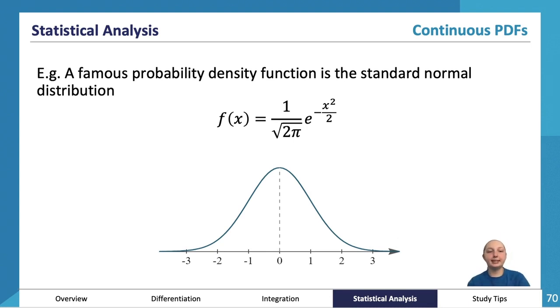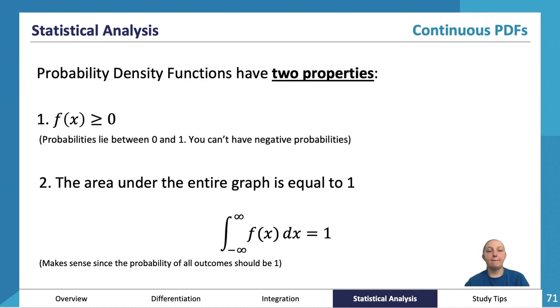So with probability density functions, they all have two properties. If your PDF does not have these two properties, then it is not a probability density function. Okay? First property is that every single f of x is greater than or equal to 0.